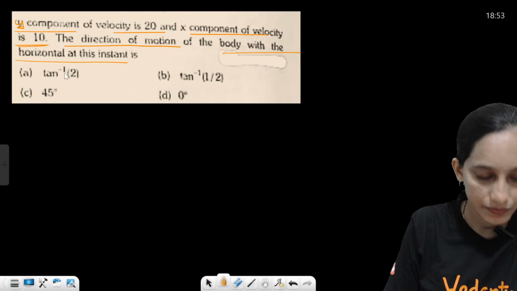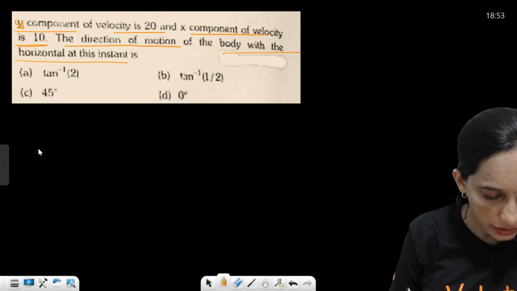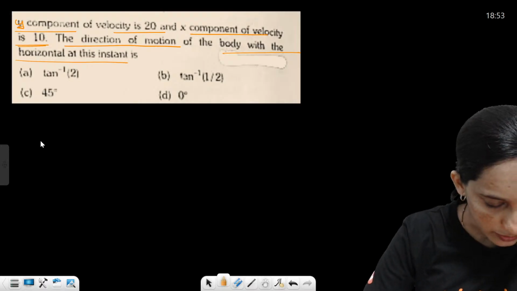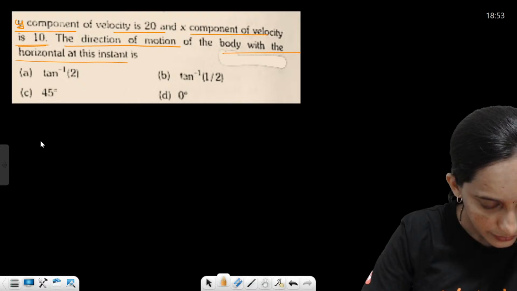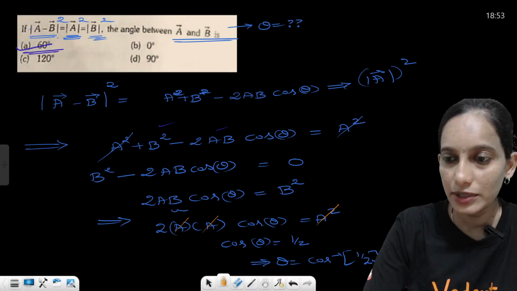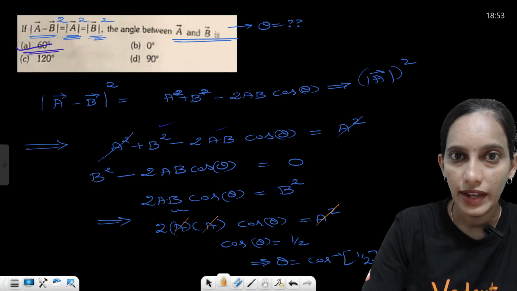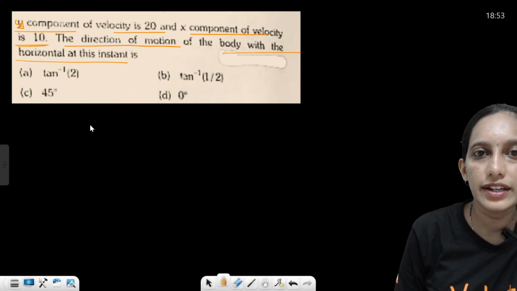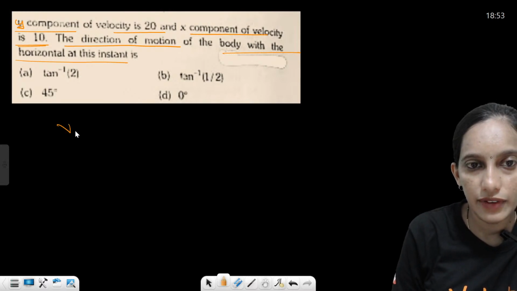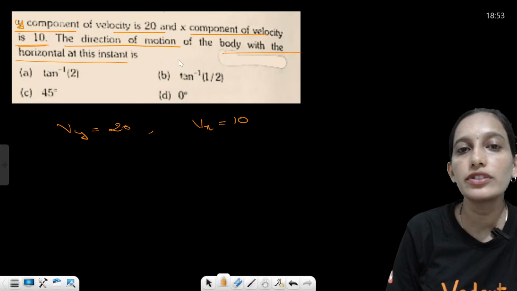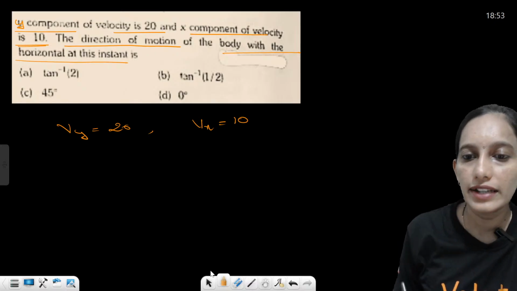Yes, very good. So I hope your answer is for this question or the previous one. Okay, I think you responded for this angle between the vectors. I hope so, right? Angle between A and B question. Okay. So ಇಲ್ಲಿ ಏನು ಕೊಟ್ಟಿದ್ದಾರೆ? Vx ಕೊಟ್ಟಿದ್ದಾರೆ, I mean Vy ಕೊಟ್ಟಿದ್ದಾರೆ. ಎಷ್ಟಿದೆ? 20 ಅಂತಿದೆ. And Vx ಎಷ್ಟಿದೆ? 10 ಅಂತಿದೆ. So we had to find out the direction of motion with the horizontal ಅಂತ ಕೇಳಿದ್ದಾರೆ.